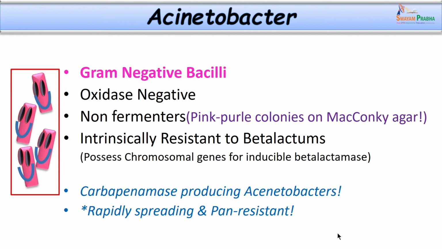These organisms are intrinsically resistant to beta lactams. That is because they possess the chromosomal genes for inducible beta lactamase. They can be resistant to carbapenems. These organisms are usually multi-drug resistant. They are found very much in the healthcare settings and they are spreading rapidly globally, but the only thing we should be happy about is that there are not many reports of pan resistant ones. A pan resistant organism is one which is completely resistant to all the available antibiotics, including the third line. So, these are some of the important points about Acinetobacter, which very closely resembles the characters of Pseudomonas.